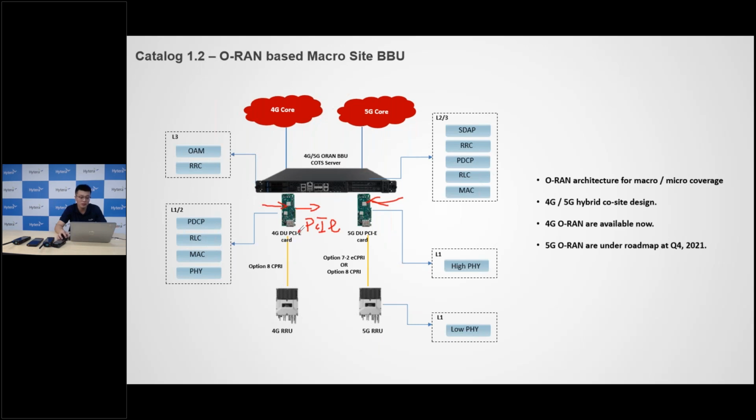As long as in the future we have this DU accelerating card, you insert it into the COTS server and you will have a new type of BBU. This server will turn into the BBU, not only a server anymore. And once you have the BBU and a 4G or 5G RU, you will have a new type of base station. This new type of base station is called ORAN. So what is ORAN? Open RAN. RAN means the radio access network. You will have an open, or white box, base station.